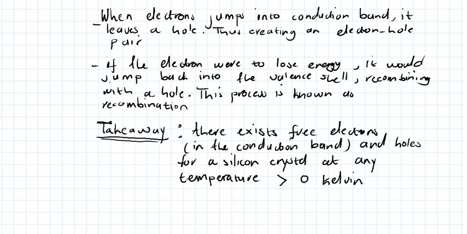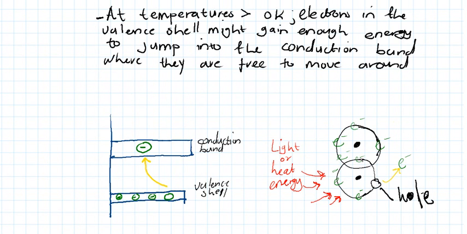And when the electrons jump into the conduction band, they leave a hole, thus creating an electron-hole pair. As you can see here, going back to that slide, we have this electron moving out of the valence shell and it leaves a hole. So after that, we now have an electron-hole pair.